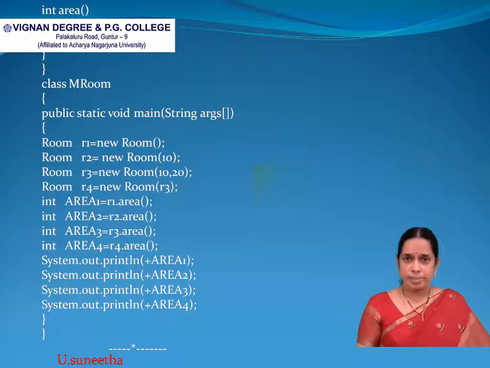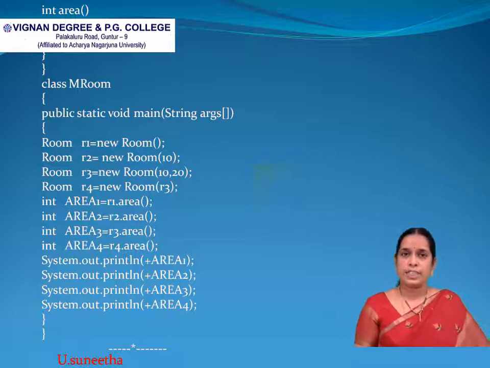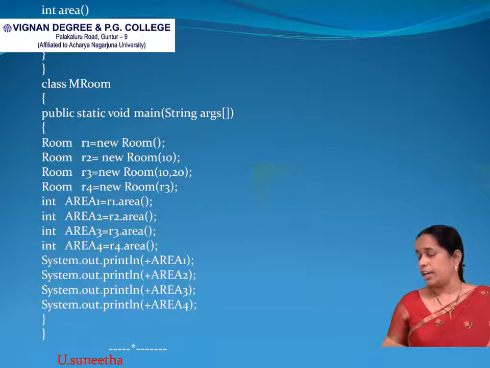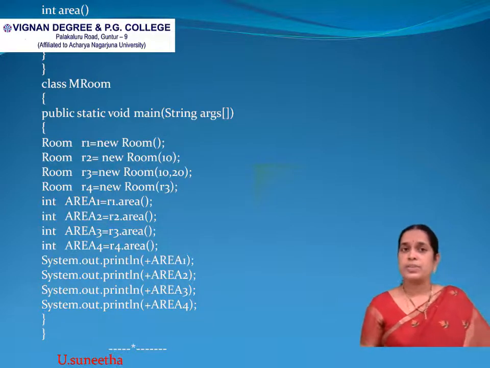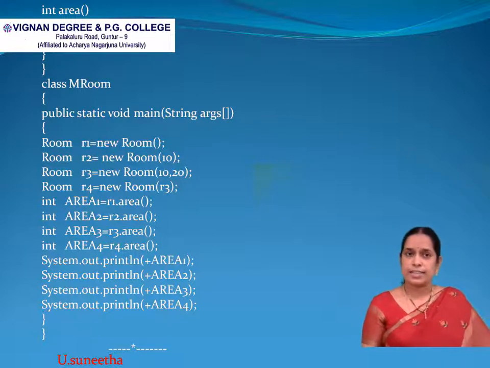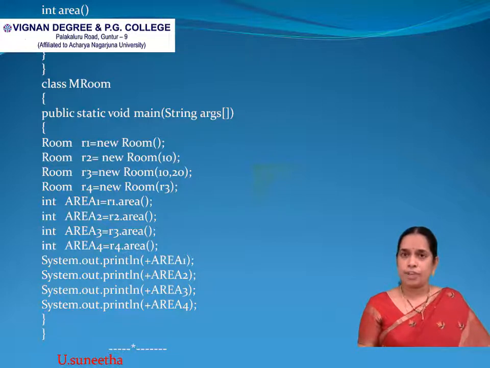And since it is the main class, it contains the main method, and within this main method, we are creating four objects for the classroom. And the names of those objects are R1, R2, R3 and R4. R1 is created by using the default constructor, R2 is created by using the single parameterized constructor, R3 is created by using the double parameterized constructor, and R4 is created by using the copy constructor.